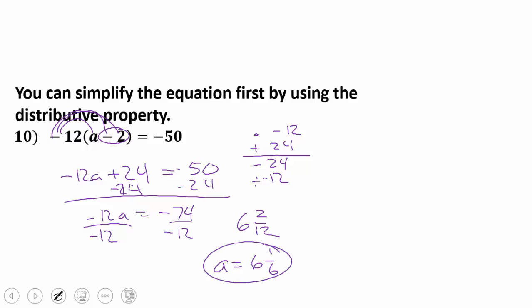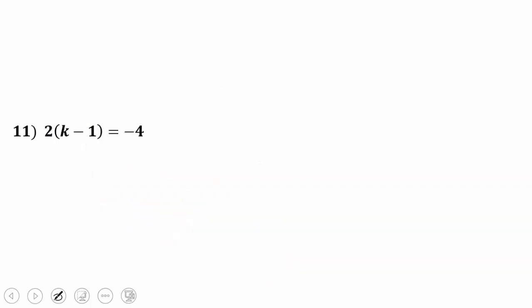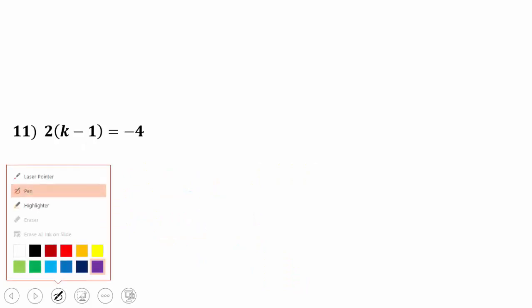Why is it positive? We got these two negatives right here. Negative divided by negative gives me a positive answer. Excellent. Let's move on to another one where we have to simplify using the distributive property.